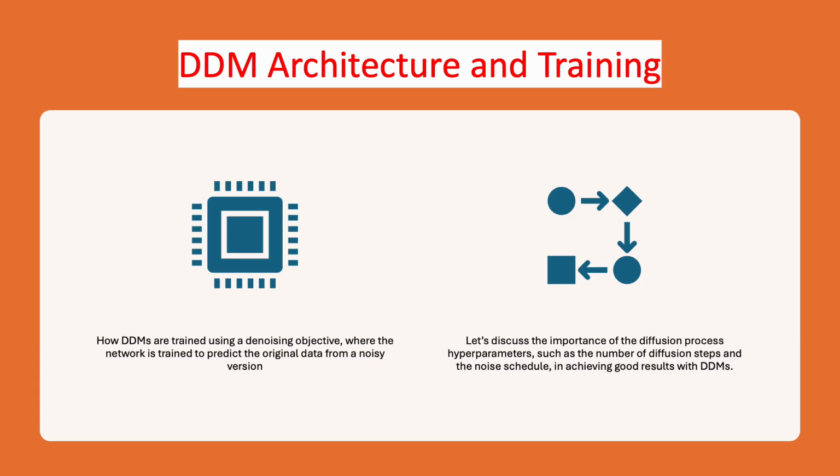So how the DDMs are trained: using a denoising objective, where the network is trained to predict the original data from the noisy version. Let's discuss the importance of the diffusion process hyperparameters such as the number of diffusion steps and the noise schedule in achieving good results for DDMs.